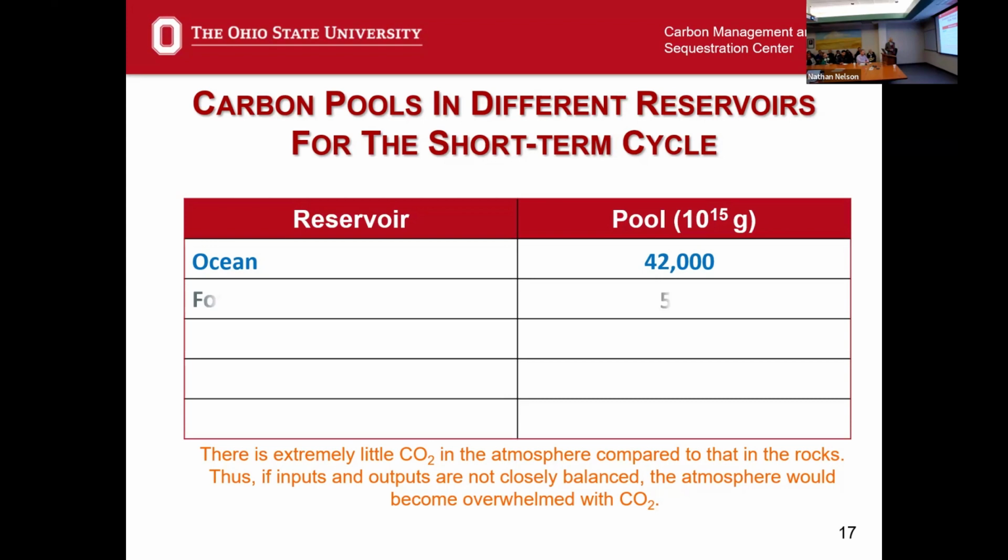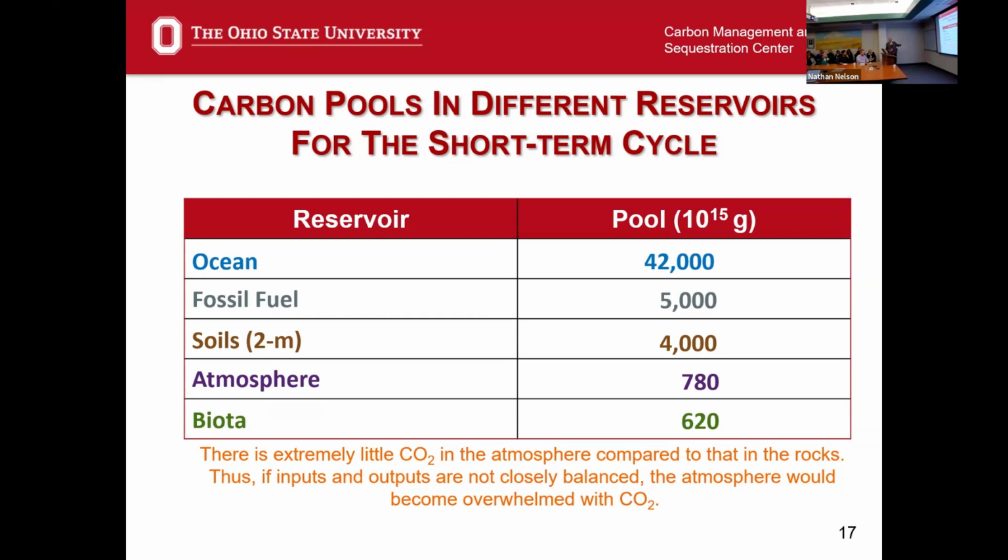Fossil fuel, I had 4,500, now I have 5,000. Soils, about 4,000 to 2 meter. Atmosphere, that number keeps changing. At present, it's about 800 plus. You'll see that in a moment. Biota is about 620. So that is the exchange of these reservoirs amongst one another, the short-term carbon cycle.